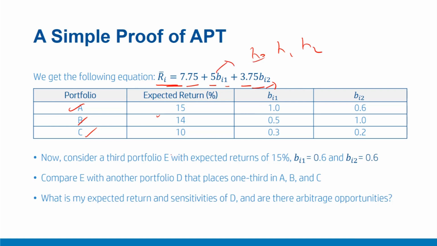Now consider a third portfolio E with expected return of 15%, BI1 of 0.6 and BI2 of 0.6. Let us compare this portfolio E with another portfolio D that places 1/3 of the amount in portfolio A, 1/3 in portfolio B, and 1/3 in portfolio C. How do I compute my expected return on portfolio D and its BIs, noting that it invests 1/3 in all the securities A, B, and C? It is quite easy.